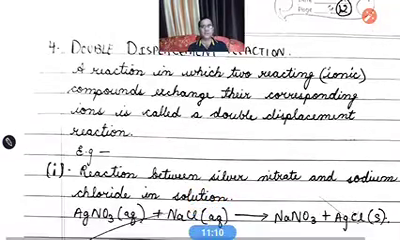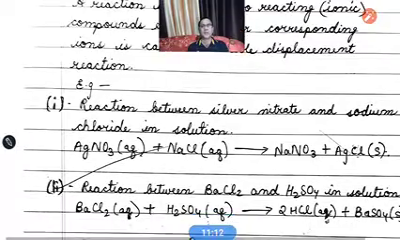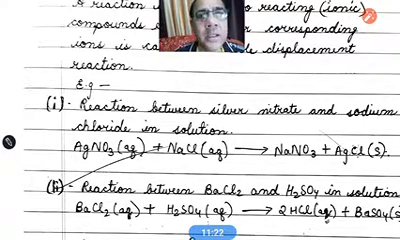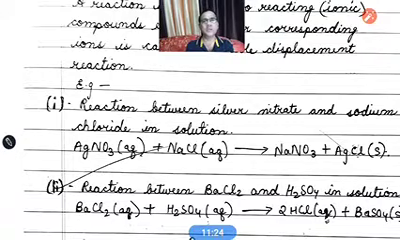So see the example: reaction between silver nitrate and sodium chloride in solution. The first reactant is AgNO3, the second is NaCl. Before the reaction, silver is with NO3 and Na is with Cl. But when the reaction occurs, both reactants exchange their ions. Silver goes with Cl and Na goes with NO3, and it forms NaNO3 plus AgCl.